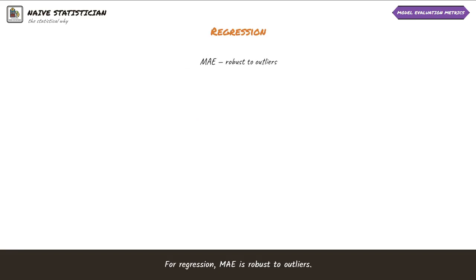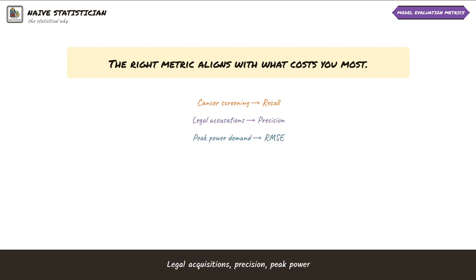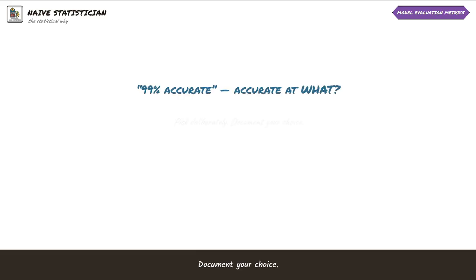For regression, MAE is robust to outliers. RMSE is sensitive to outliers. R² compares to a mean baseline. The right metric is the one whose definition of error aligns with what costs you most in the real world. Cancer screening, recall. Legal acquittals, precision. Peak power demand, RMSE. Daily temperature forecast, MAE. Pick deliberately. Document your choice, and next time someone tells you their model is 99% accurate, ask the right follow-up question. Accurate at what?